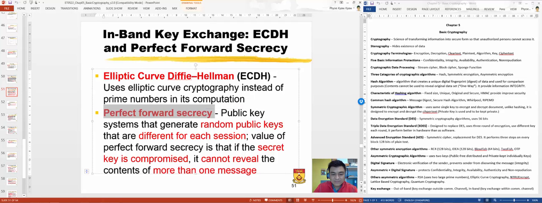The value of perfect forward secrecy is that if the secret key is compromised, it cannot be used to reveal the contents of more than one message.